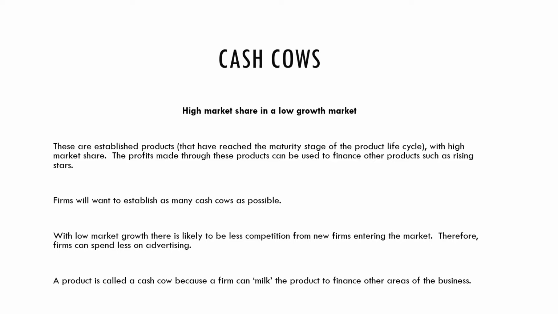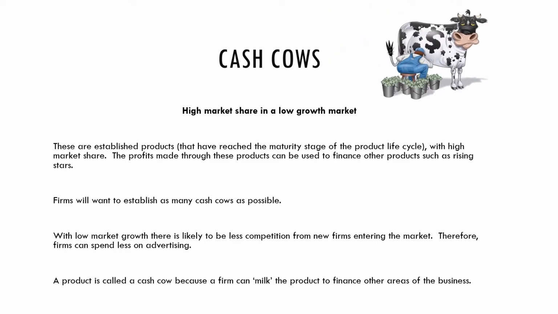The next one is cash cows. Again, let's pause the video, read through, take some notes, and then we can move on. So key things to note here are that these are established products. They're probably in the maturity stage of the product life cycle. And a large amount of profit is made from these products, hence cash cows, which can be used to finance other products, such as stars or maybe problem children. You obviously want as many cash cows as possible.